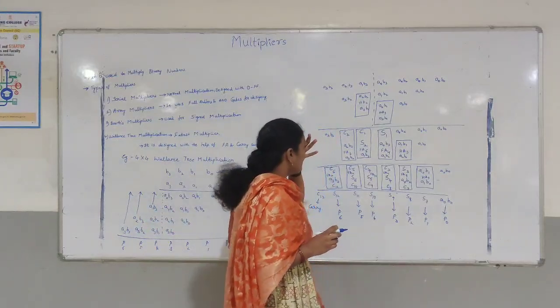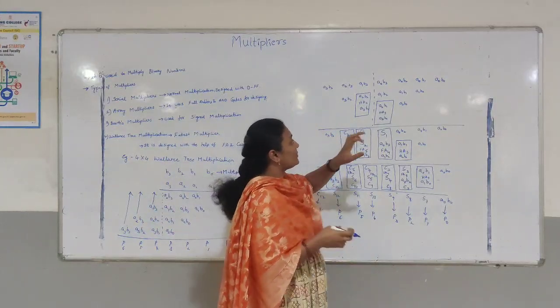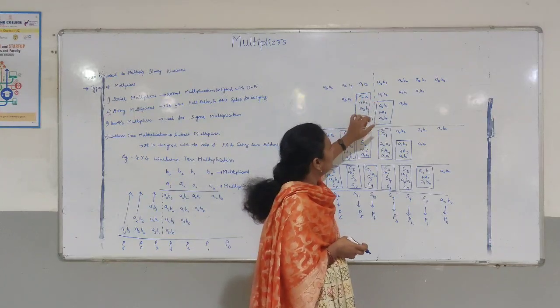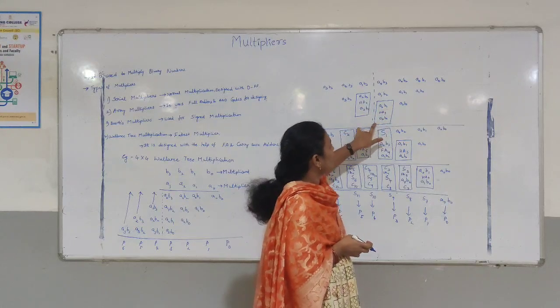Okay. First, you see here, when you are taking the design process, we know that the half adder will add two numbers. Here we have A2 B1, A3 B1.